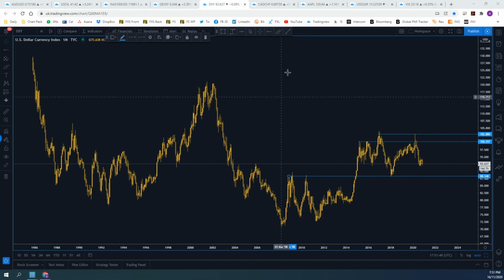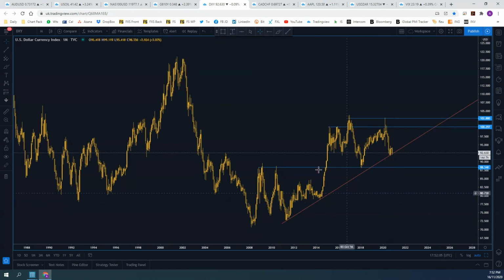Apart from that, there's also this trend line we can mark up, which stretches from this low going back to 2011 and also that low in 2014. So let's mark that one up. And it's very close to where we're testing right now. So let's just get that as accurate as possible. So I'm happy with that.